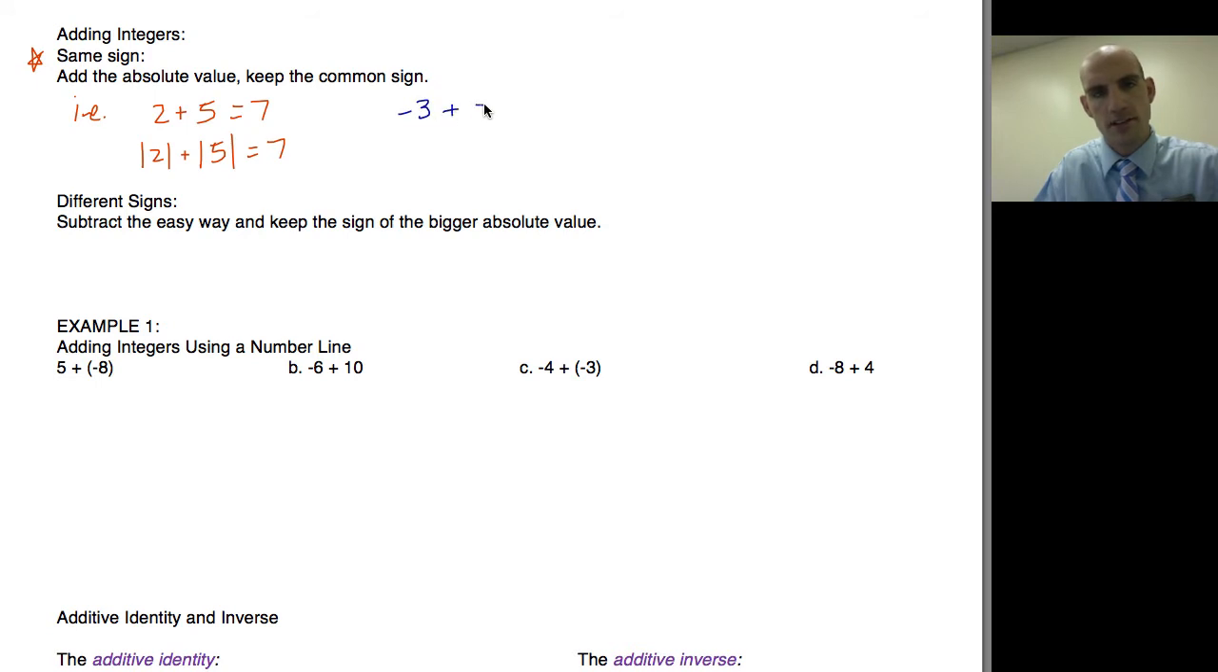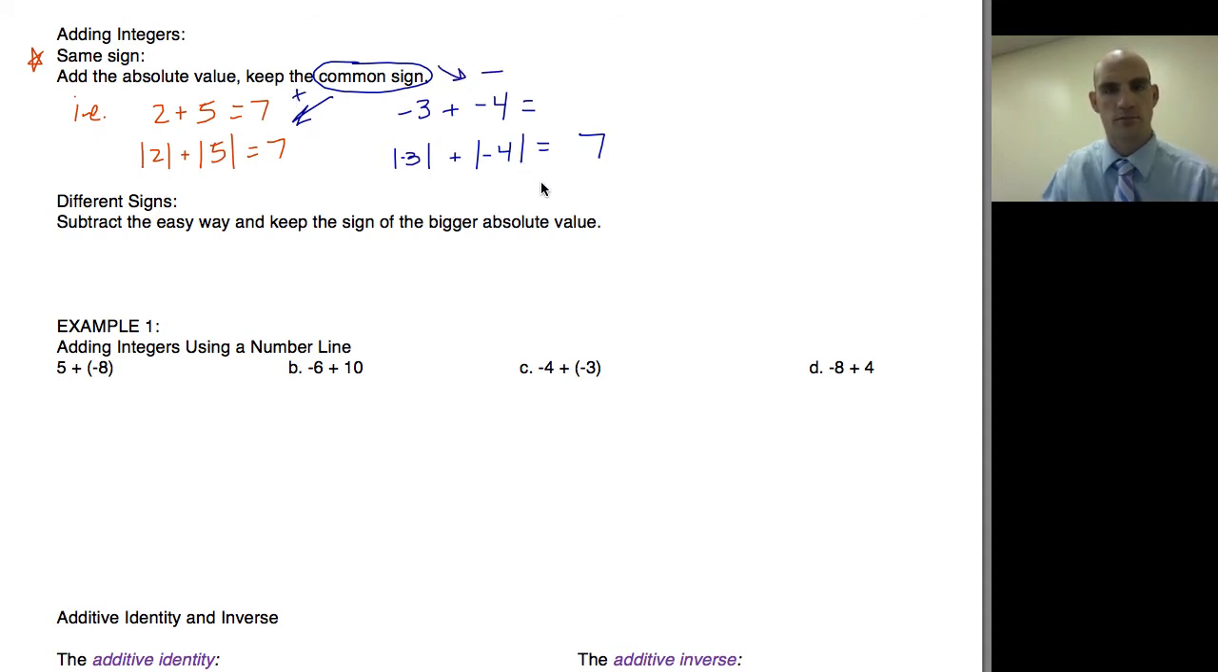-3 plus -4. So according to my rule here, it should be the absolute value of -3 plus the absolute value of -4 is equal to 7, and I keep that common sign. Alright, so the common sign over here was positive. Over here, the common sign is negative. So it's going to be a -7.